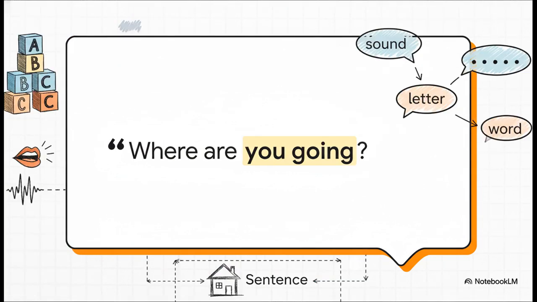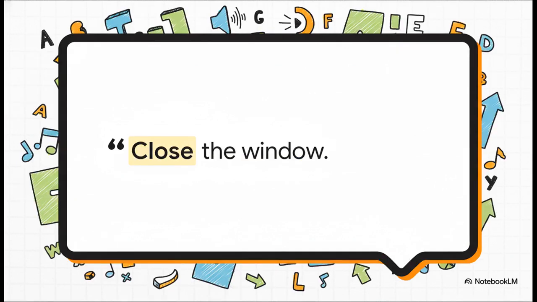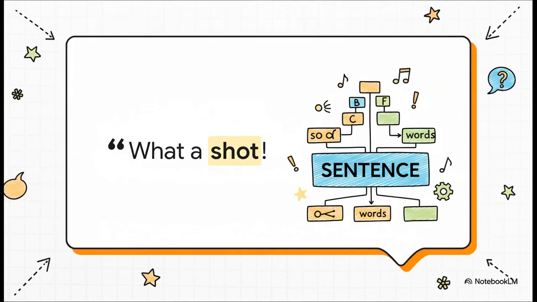Another huge job for a sentence is to ask for information. Every single time you ask a question, you're using a specific kind of sentence to get that job done. We also use sentences to tell people what to do, right? Whether it's a command, a polite request, or just giving instructions, that's another core job for a sentence. And of course, sometimes a sentence's only job is to let out a really strong feeling, like excitement or surprise. These exclamations, they're complete, meaningful sentences too.